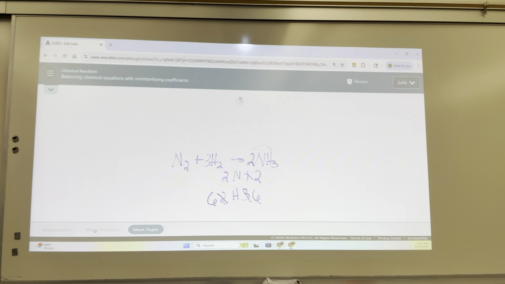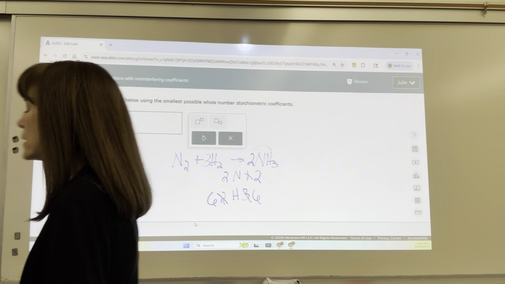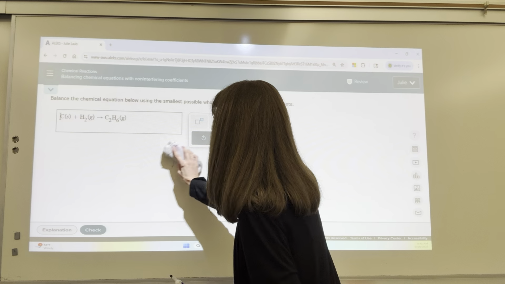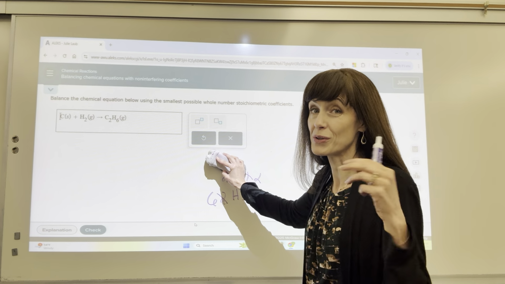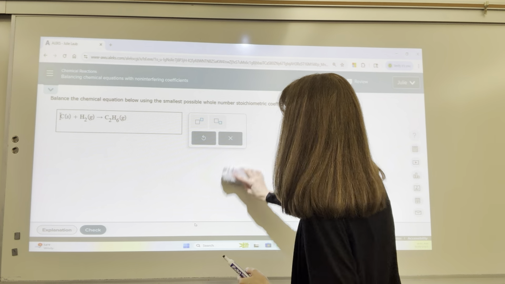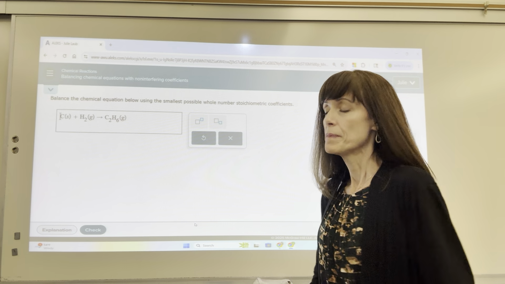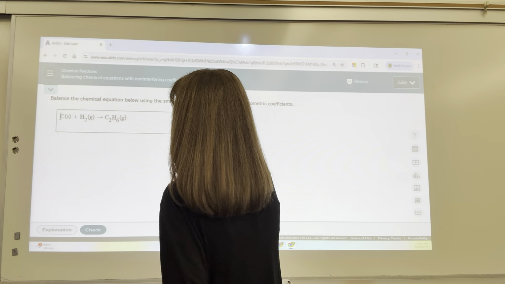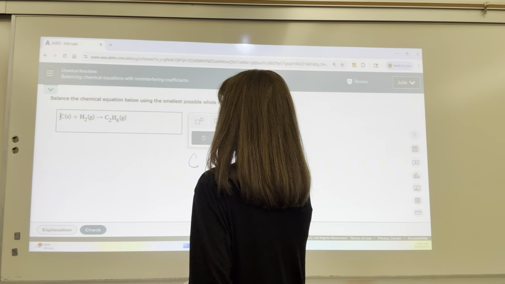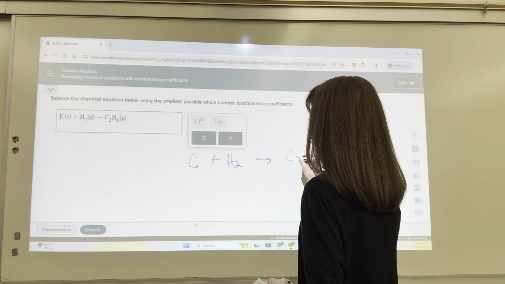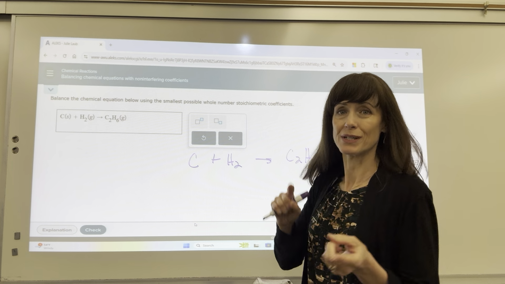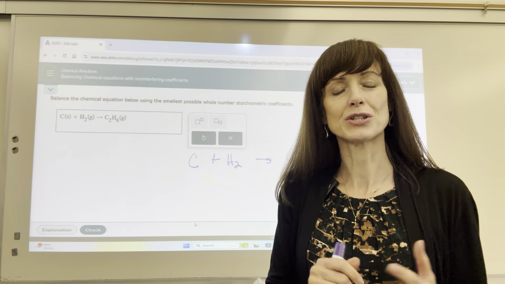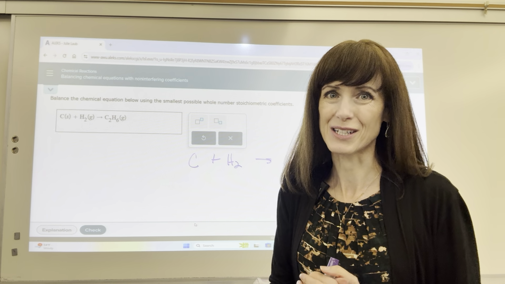Okay, nice. Now, once you get good at this, and it won't take you long at all, you'll get really quick. You can balance these by inspection. That means you don't have to write out the atoms underneath the yield sign. You can do it in your head, go back and forth. And so I want to show you an example of balancing by inspection.